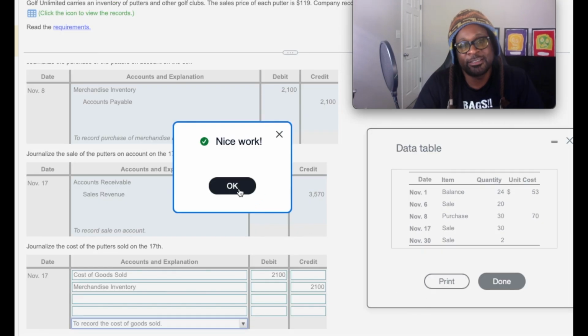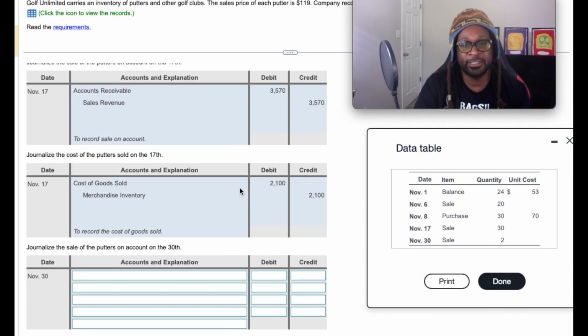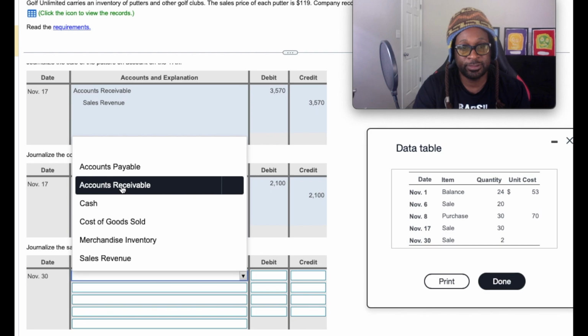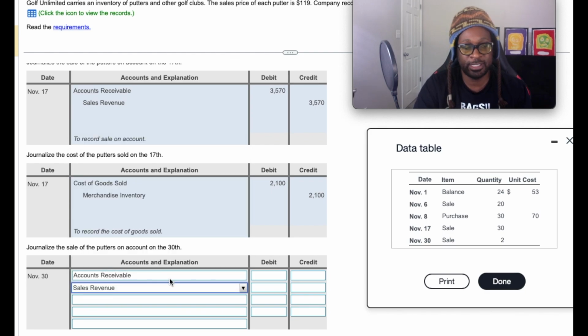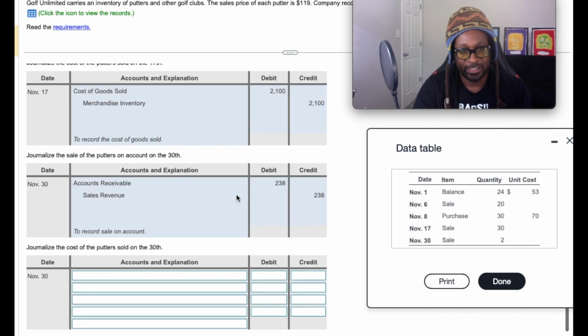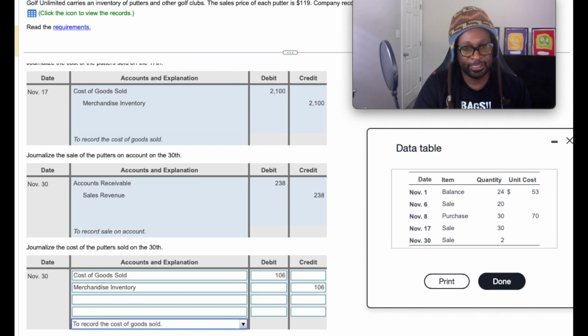Nice work, gang. Do the dance with it for real, because you guys are learning. And for our final transaction for the month of November, we have to record the sale of those 2 units, which means that we're going to debit accounts receivable and credit service revenue for the 2 units at $119, which gives us a total of $238. We're going to check the answer. Nice work. And don't forget to recognize our cost of goods sold for those 2 units as well for the total amount of $106. We're going to check the answer.